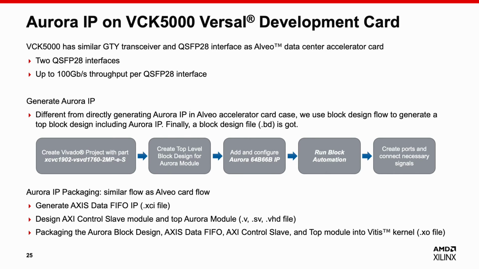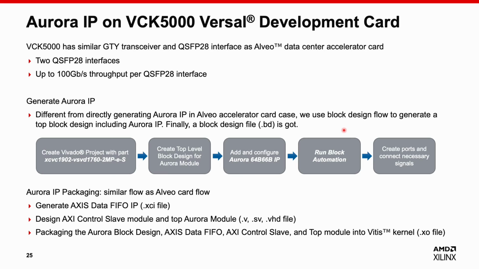VCK5000 has GTY transceivers and the QSFP28 interface as Alveo cards. Different from the Aurora IP in Alveo cards, on VCK5000 we recommend generating the Aurora IP in a block design. This is because the generated Aurora IP will not include the GT transceivers, and you need to instantiate them manually in your RTL design. If the block design flow is used, the block automation will help you finish the GT kernel instantiation and connection.